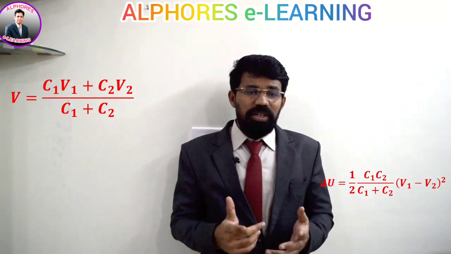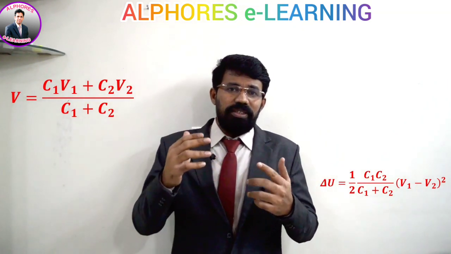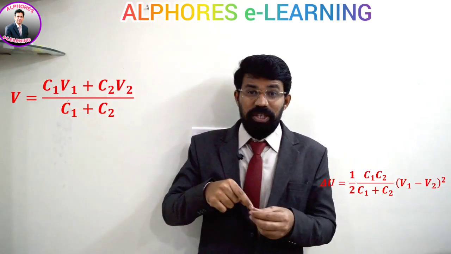Okay. What if the capacitors are connected such that the positive plate of one is connected to the negative plate of another capacitor, and the negative plate of the first capacitor is connected to the positive plate of the second capacitor?